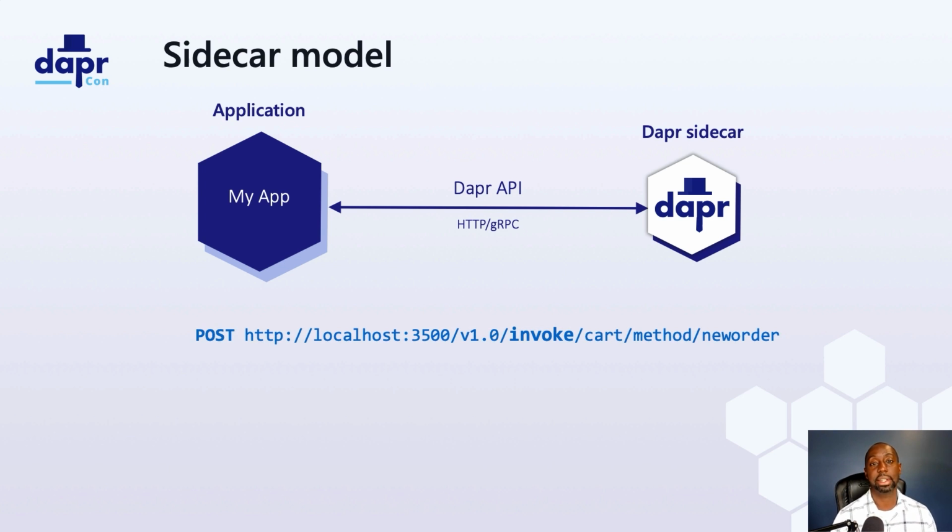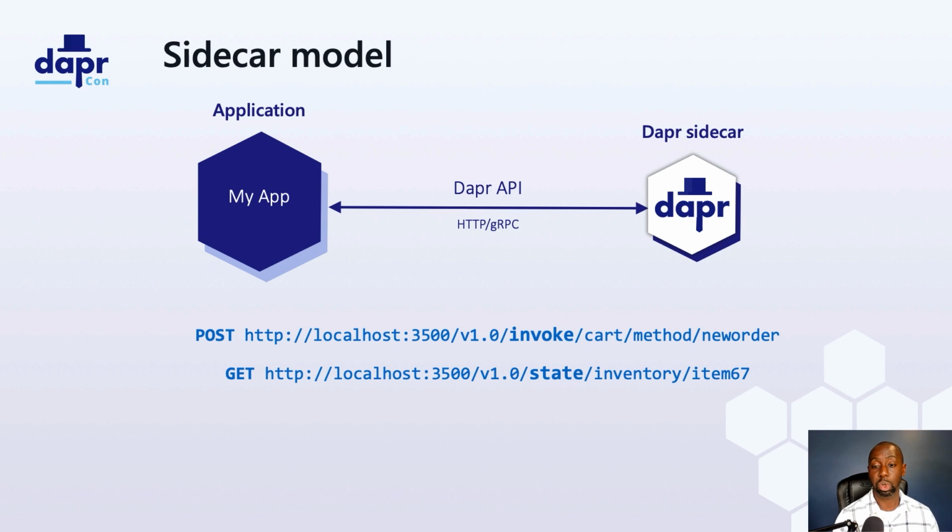So here as an example, you can see that we're going to make a request over to the cart service, and we're going to invoke the method new order. And notice how it's using that very standard HTTP type contract. The same thing could be said for using state storage, right? I'm going to make an HTTP request over to state, and I want to get the inventory state store, and I want to retrieve the item 67.